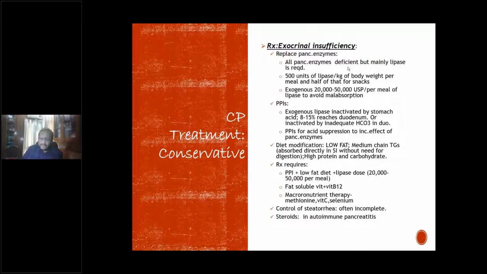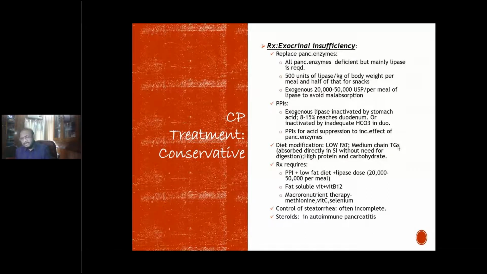So in patients with chronic pancreatitis, there is also a decrease in bicarbonate secretion, and that is why again there will be increased acid content. So together, in a patient with chronic pancreatitis, there is a very high chance that whatever you're giving as external lipase is going to get inactivated. That's why a PPI is required for acid suppression, and that will increase the effect of pancreatic enzyme. Diet modification is very important. It has to be low fat, and low fat, especially medium chain triglycerides. Why medium chain triglycerides? Because they are absorbed directly into the small intestine without need for digestion. Now, the problem with chronic pancreatitis is what? Lipase does not digest the fat.